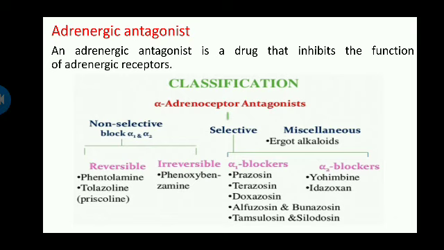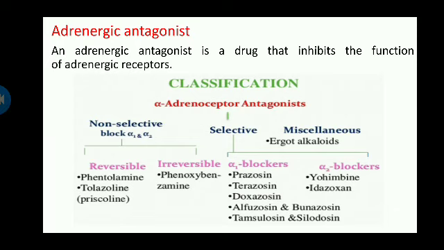This type of drug is used to inhibit the functions of adrenergic receptors, the opposite of alpha receptors. We classify them into three main categories: non-selective alpha and beta blockers, selective alpha and beta blockers, and miscellaneous. Non-selective drugs are divided into two types: reversible and irreversible. Reversible ones are phentolamine and tolazoline. Irreversible drugs include phenoxybenzamine.